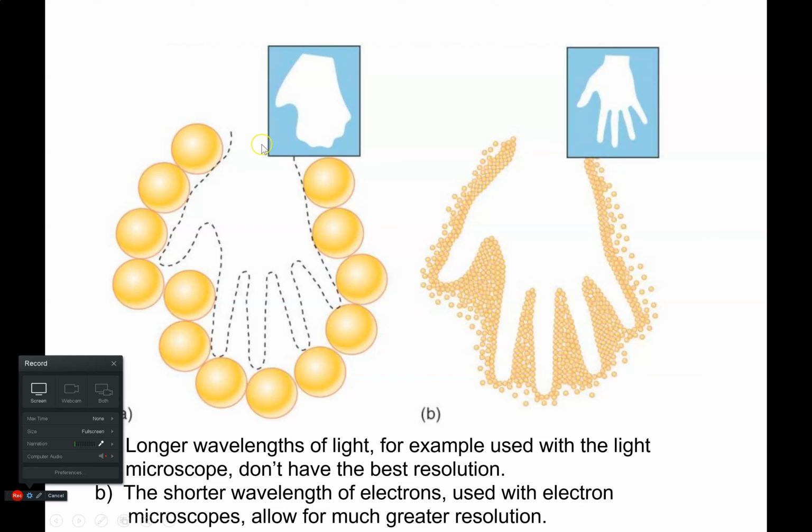that wavelength. So picture A here is showing visible light, and these large yellow circles are representing the longer wavelength of visible light, and how it's just not that penetrating. It cannot penetrate between the gaps between the fingers here to resolve, and so that's why the hand appears as it does. You can't resolve the fingers. But electrons with much shorter wavelengths are very penetrating and therefore provide much greater resolution.